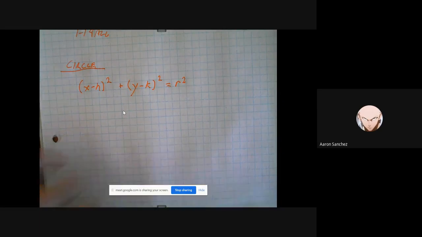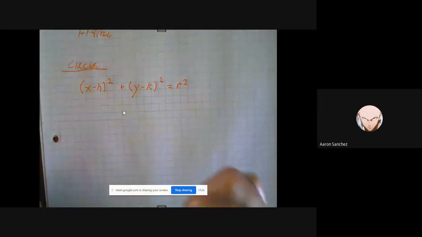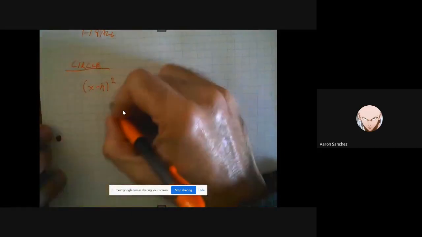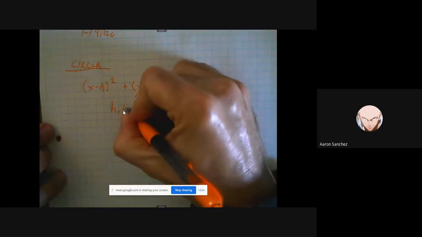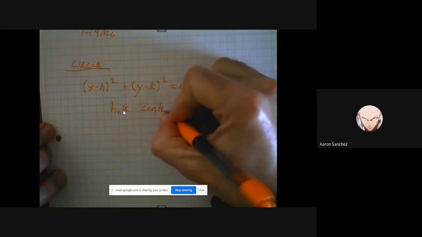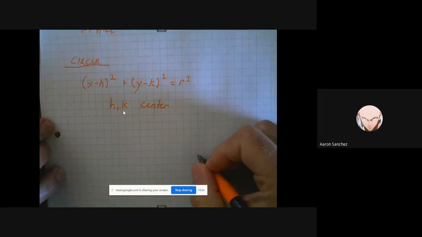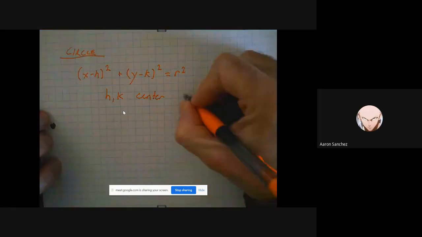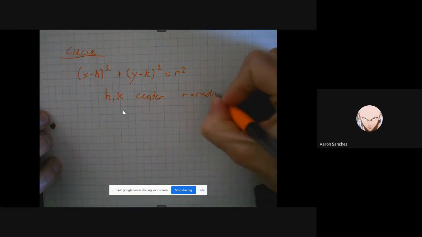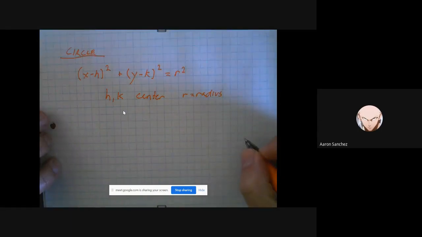So let's take an example. So you write that down. Do you guys have that written down? Oh, I should say this, though. Where h and k is the center. H and K is the center, and obviously you probably will know r is the radius. That's it. Once you get that, everything's pretty straightforward.